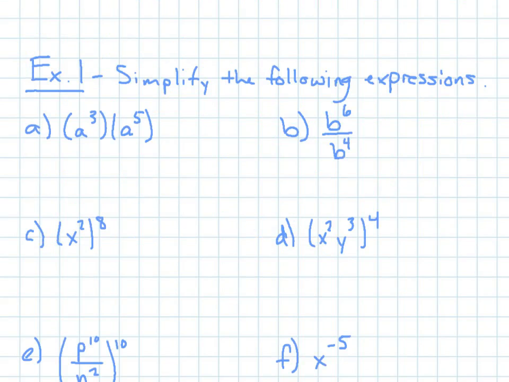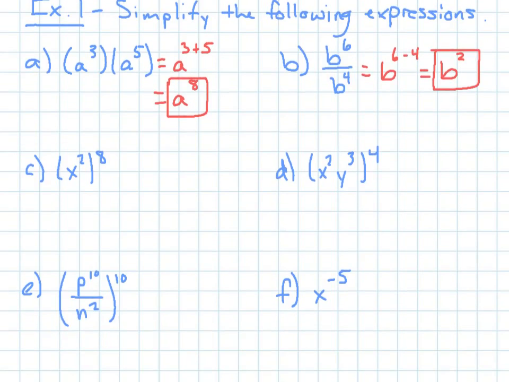So here the next thing is example 1: we want to be able to simplify the following expressions. Letter A says a to the third times a to the fifth. Because the bases are the same, we use our product property, where we take the 3 and the 5 and add them together to get a to the 8th. For letter B, when the bases are the same, b to the 6th divided by b to the 4th, that means we would subtract our exponents. So 6 minus 4 gives me b to the 2nd.